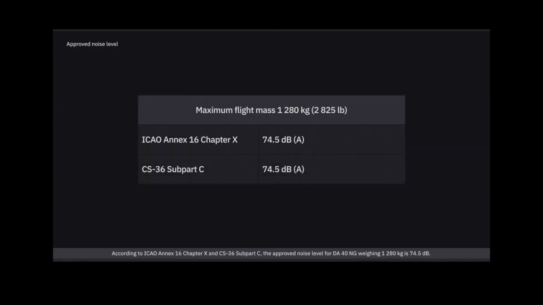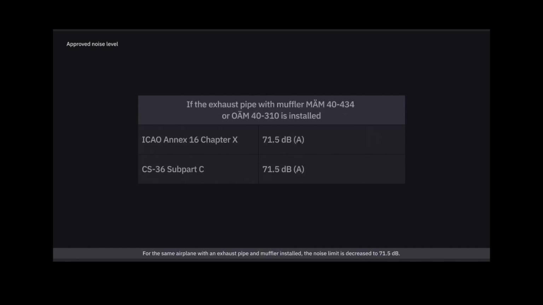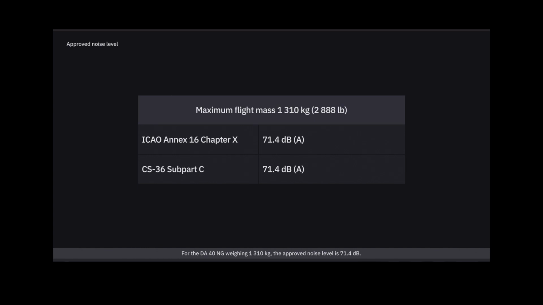According to ICAO Annex 16, Chapter 10, and CS 36 Subpart C, the approved noise level for DA-40NG, weighing 1,280 kilograms, is 74.5 decibels. For the same airplane with an exhaust pipe and muffler installed, the noise limit is decreased to 71.5 decibels. For the DA-40NG weighing 1,310 kilograms, the approved noise level is 71.4 decibels.